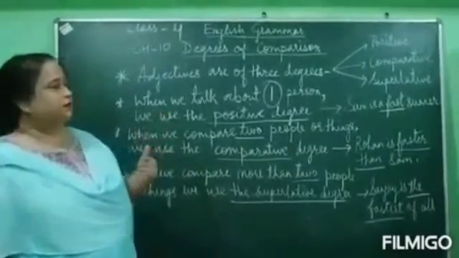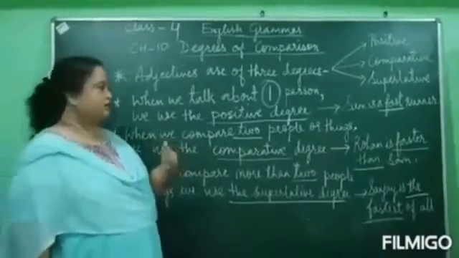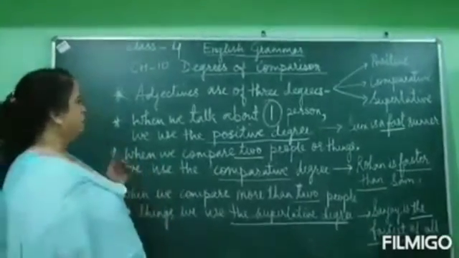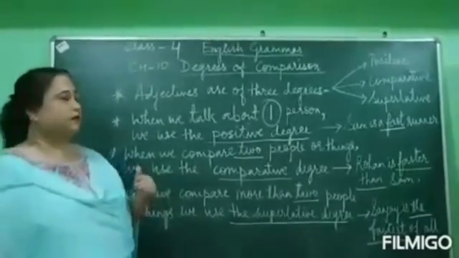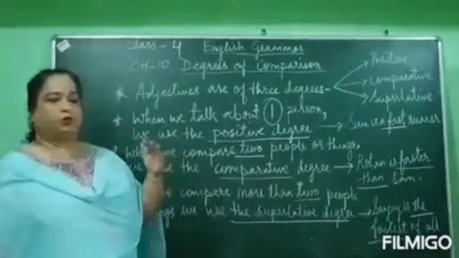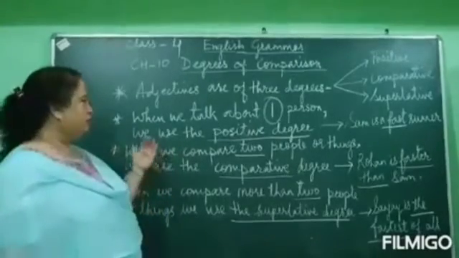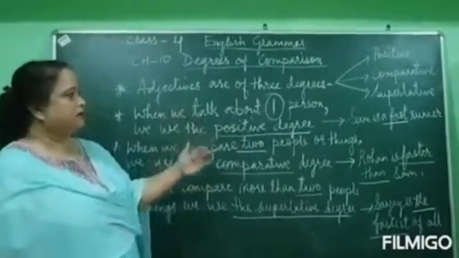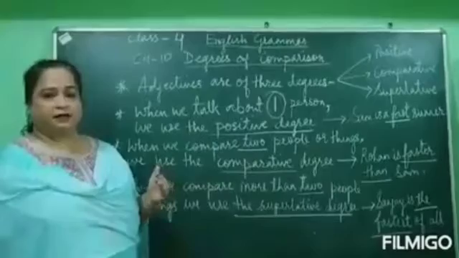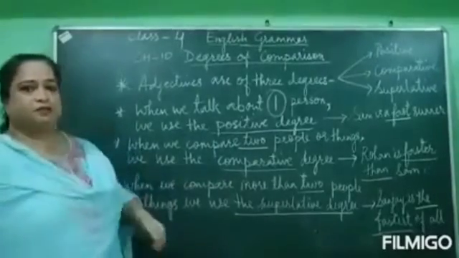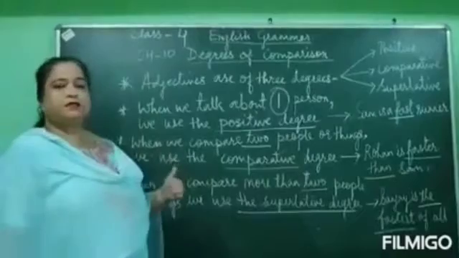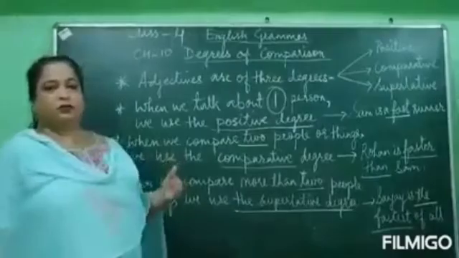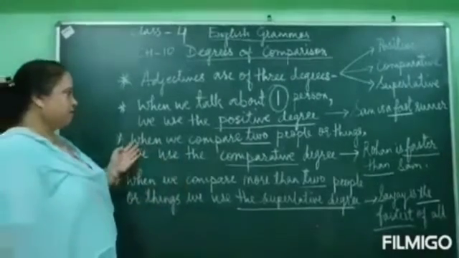Or into three degrees. The first one is positive, the second is comparative, and the third is superlative. Let us understand what a positive degree is. When we talk about one person or thing, we use the positive degree. For example, Sam is a fast runner. So, fast becomes the first degree since we are talking about only one person. So we use the positive degree.